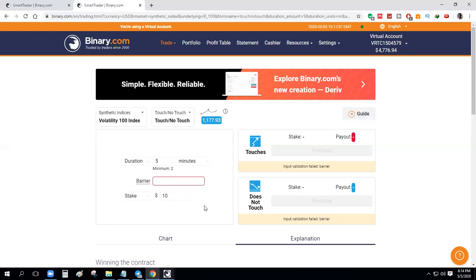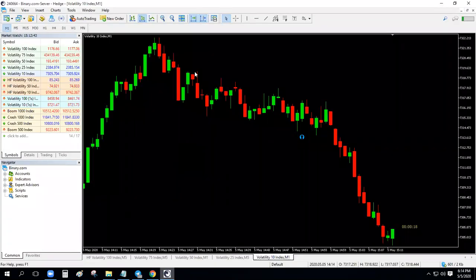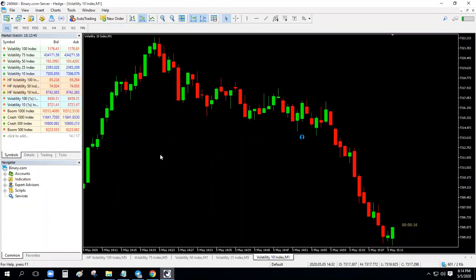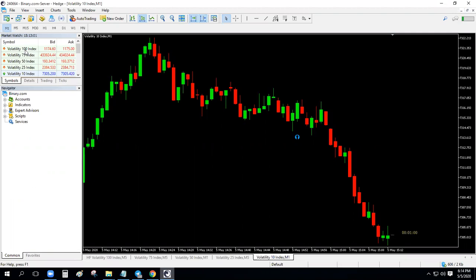All right, then we move now to MetaTrader 5. I believe you guys already have MetaTrader 5, because when you opened a synthetic indices account, you must have been given details for you to download MT5 from binary.com and install it on your computer. Now, for me here, I have these assets. For now, let's focus on the main ones: volatility 100, 75, 50, 25, and 10.